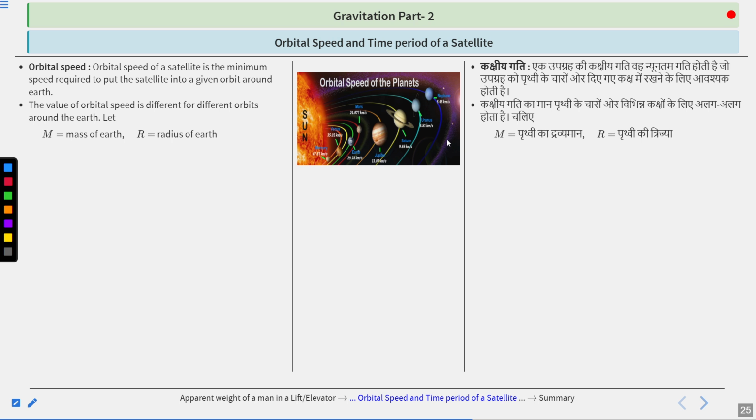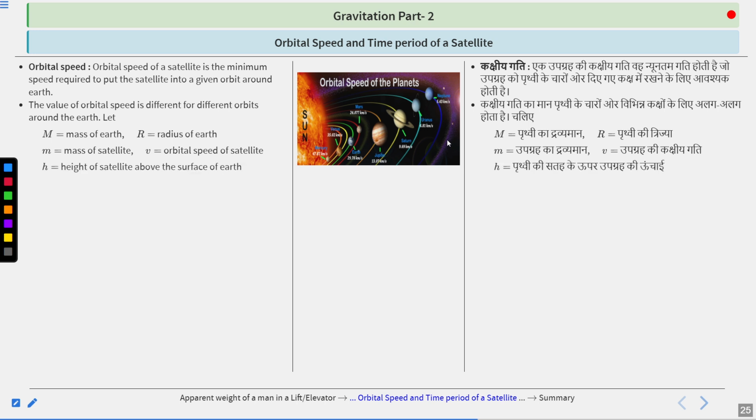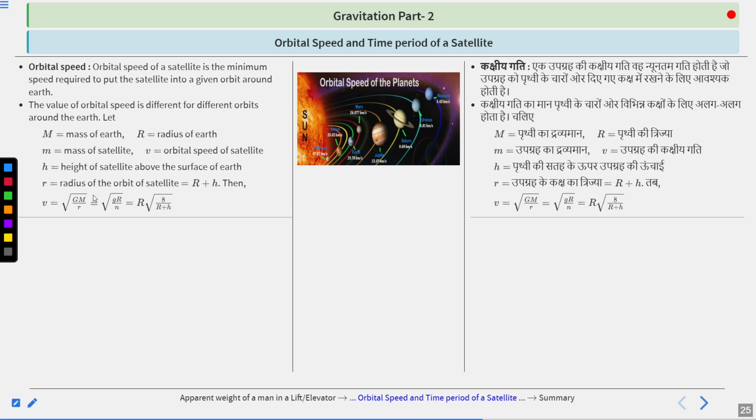Let M be the mass of Earth and R_e the radius of Earth. Small m is the mass of the satellite and v is the orbital speed of the satellite. h is the height of the satellite above the surface of Earth. R is the radius of the orbit of the satellite, equal to R_e plus h. Then v equals under root G M by R, which equals under root g R_e squared by R_e plus h, which equals R_e into under root g by R_e plus h.